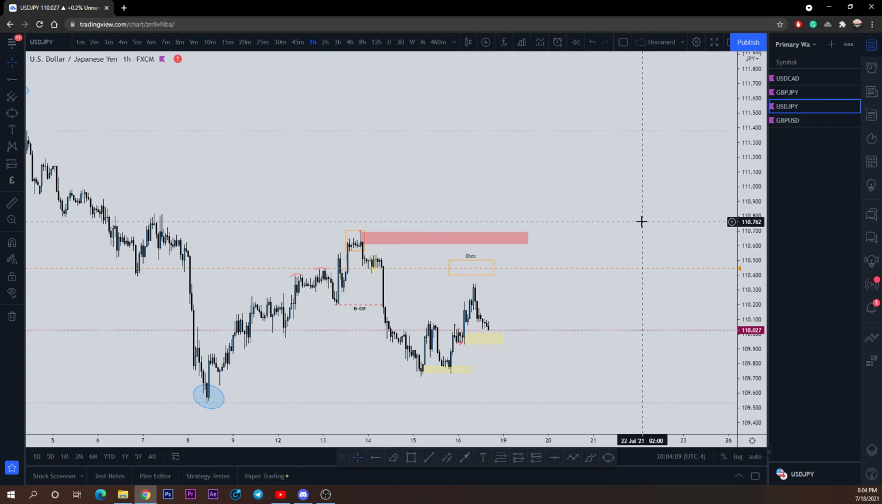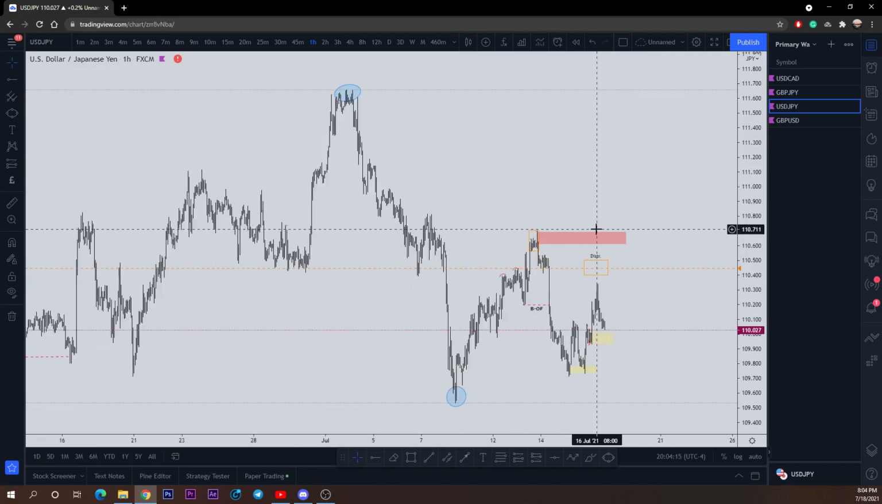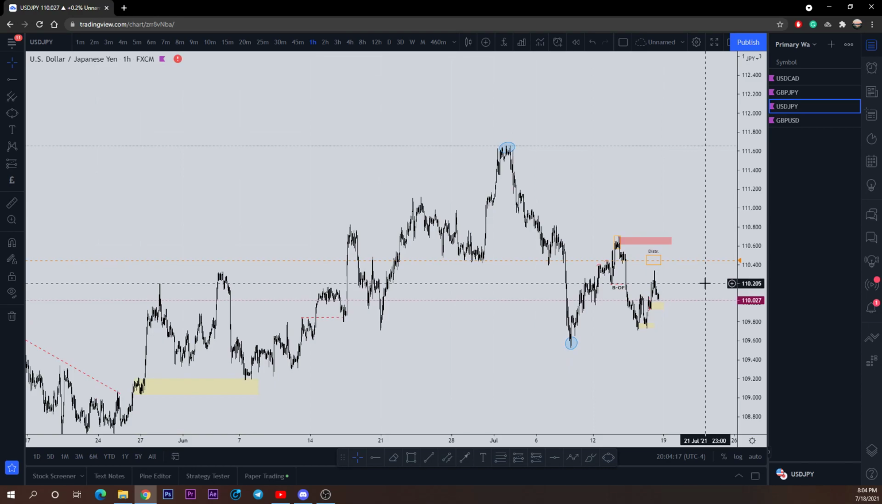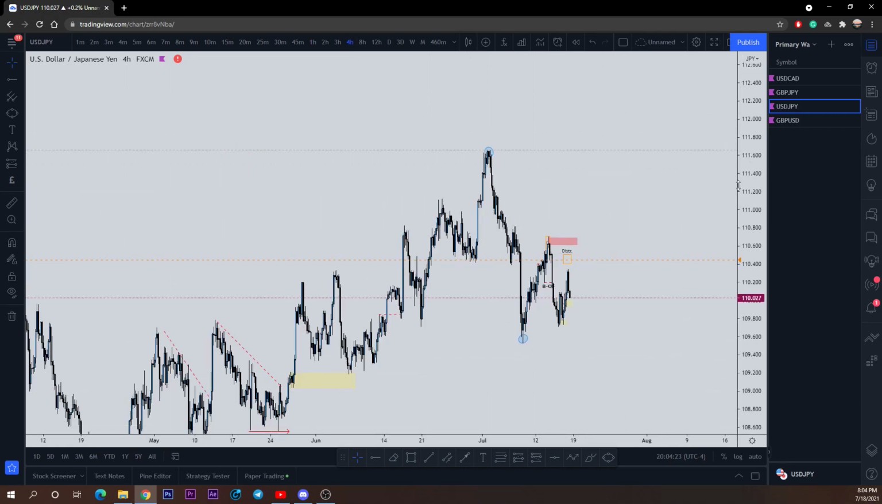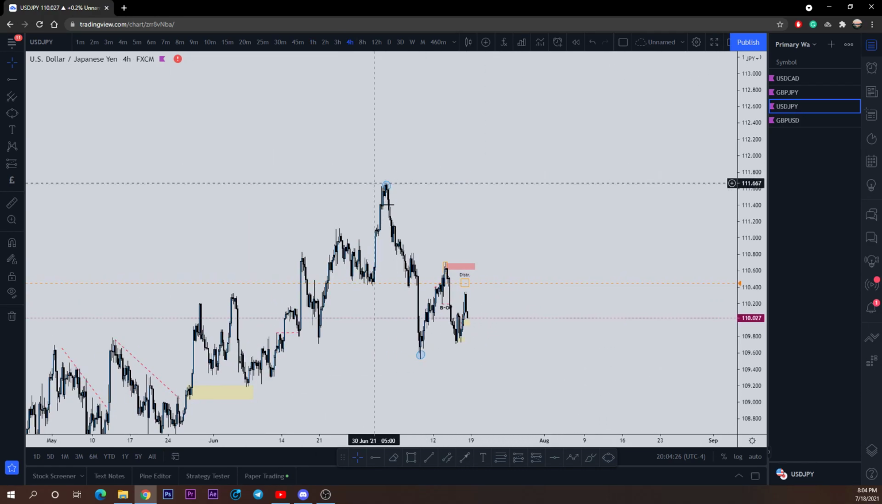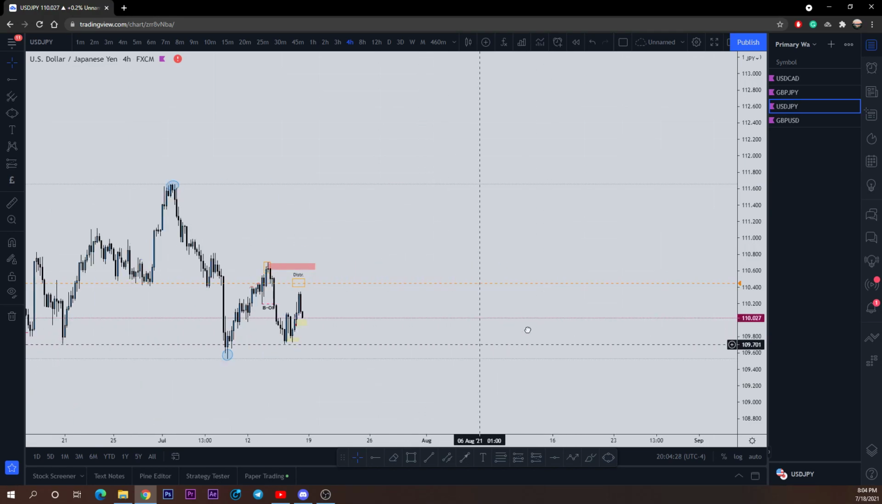USDJPY. I like USDJPY. Not gonna lie, I like it. I very much like it. Okay, so like the other ones, we're in a 4-hour range again.